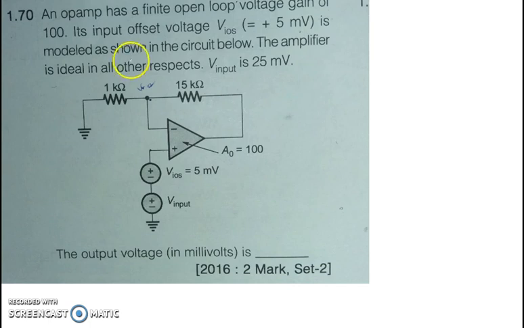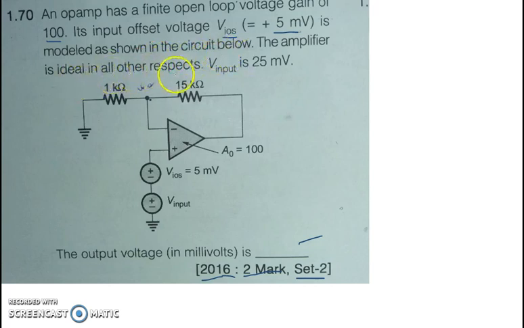Hi, in this video we are going to solve this problem. It is a GATE 2016, 2 marks problem, in set 2. While coming to this problem, we are given an op-amp that has a finite open loop voltage gain of 100. Its input offset voltage is plus 5 millivolts, modeled as shown in the circuit below.